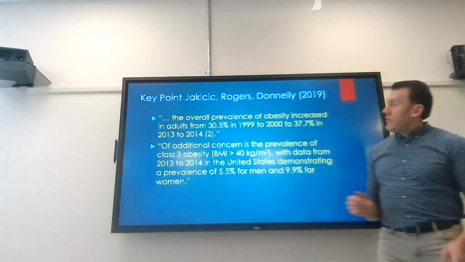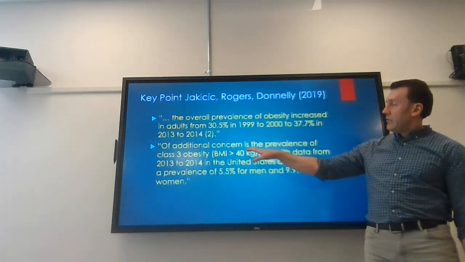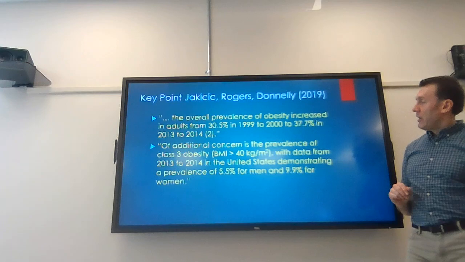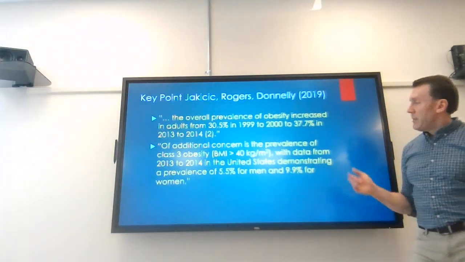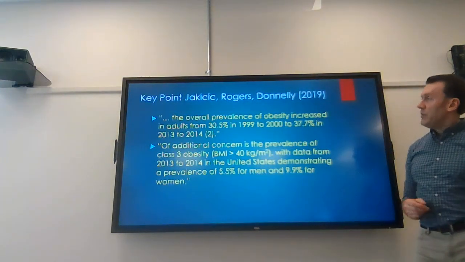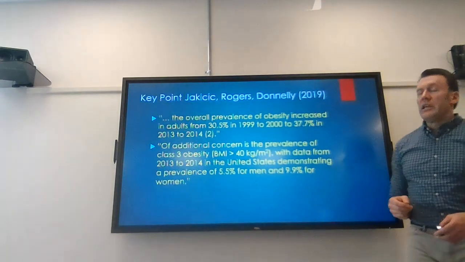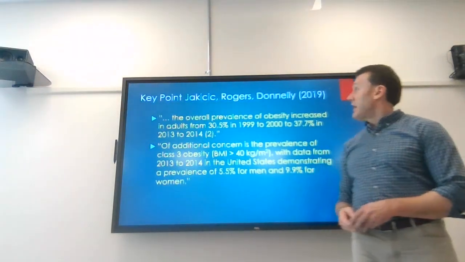So of additional concern is the prevalence of class 3 obesity, so greater than 40 kilograms per meter squared, with data from 2013 to 2014 demonstrating a prevalence of 5.5% in men and 9.9% for women. So starting out their article just citing some stats on the current state of affairs.